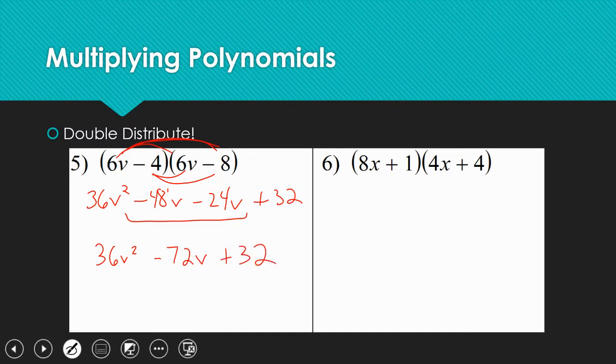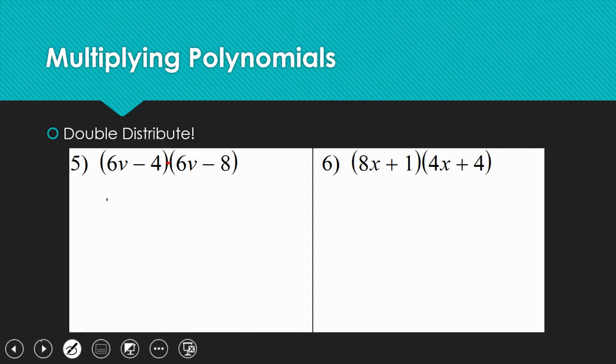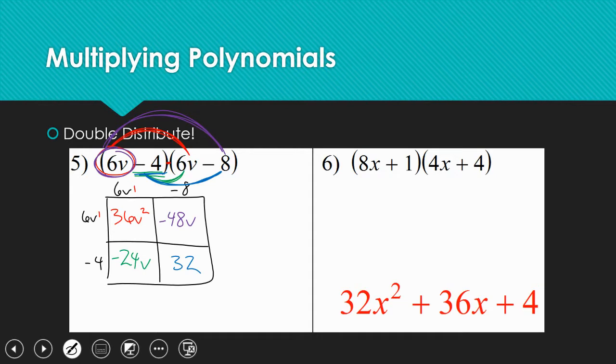That I need to combine. Okay, so that is one way to multiply these out. The other way would be to make a box. And so if you notice, I just want to show you how this is here.